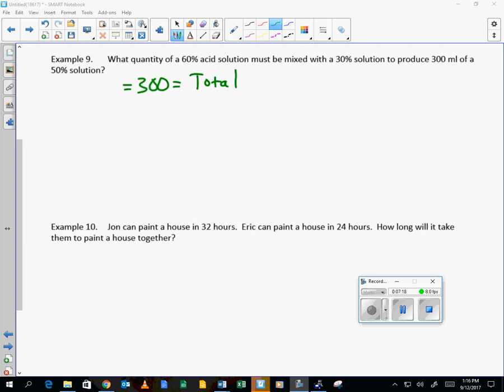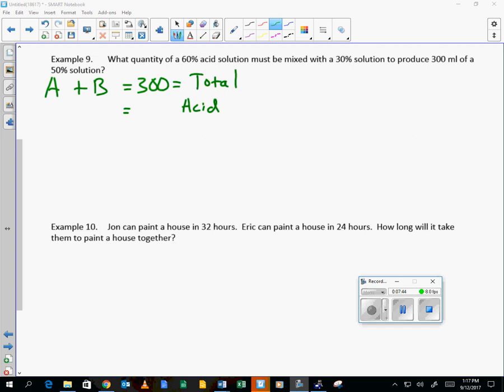And I have some from container A at 60%, plus some from container B. So maybe it's like 200 and 100. Maybe it's 120 and 180. Who knows? Okay? But then I need a second equation, and the second equation has to do with the amount of acid that I have. How much acid do you have?